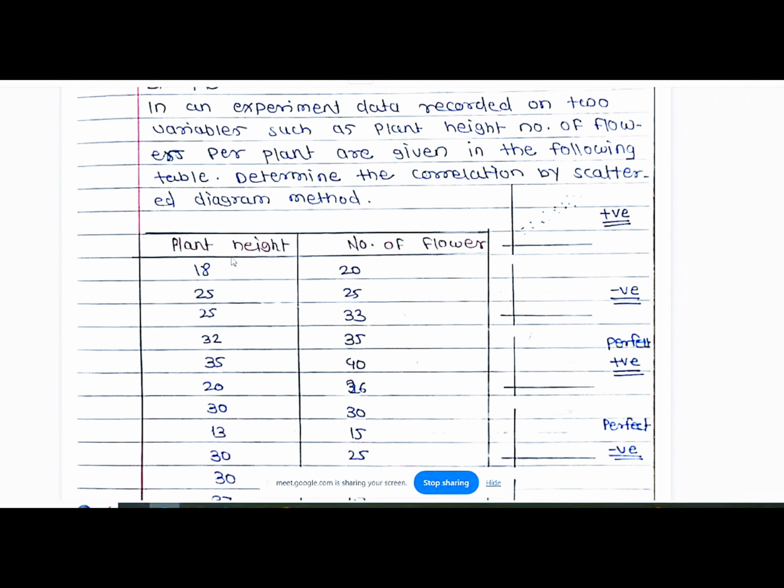And this is the data provided in a two-column table. Number one is plant height and number two is number of flowers. That means, suppose the plant having 18 centimeter height will have 20 flowers. The plant with 25 centimeter height will have 33 flowers. The plant with 20 centimeter height will have 26 flowers, and the plant with 13 centimeter height has 15 flowers. So the table is just showing the height of the plant and the number of flowers.